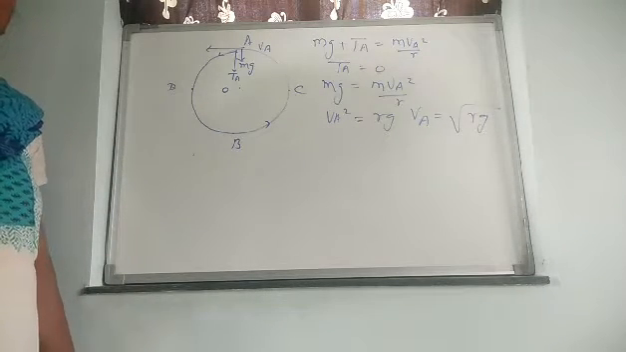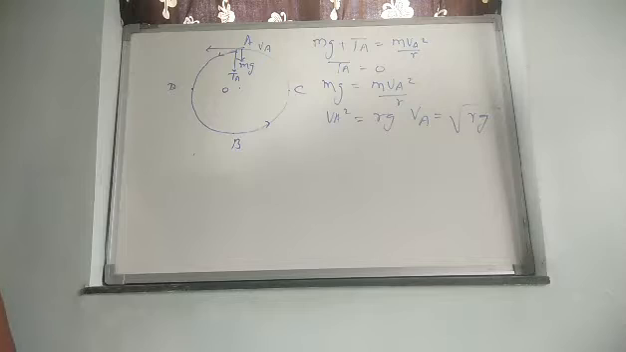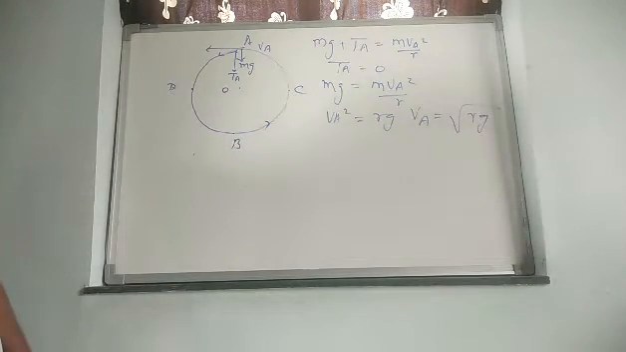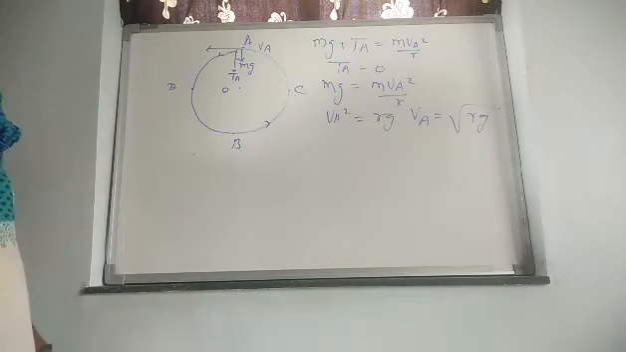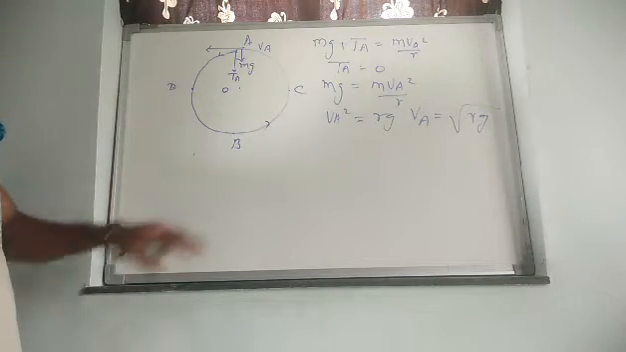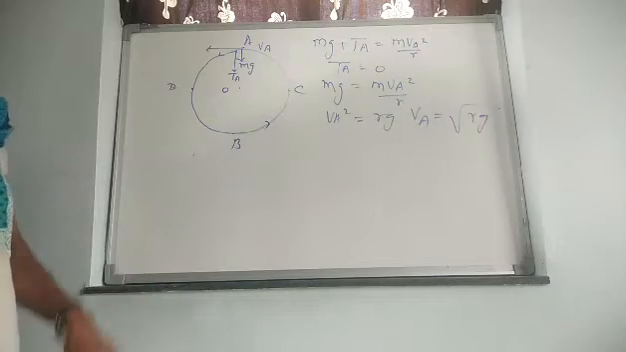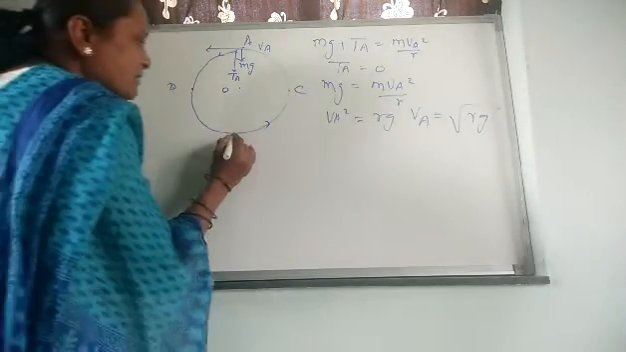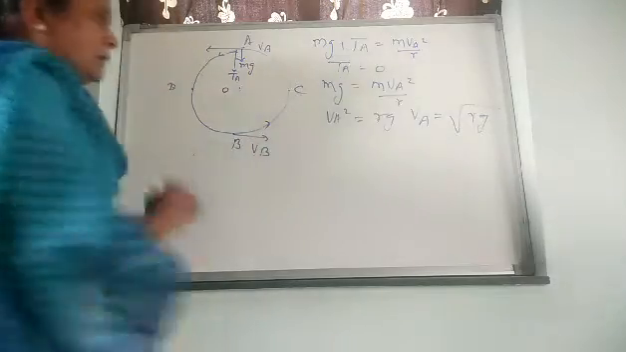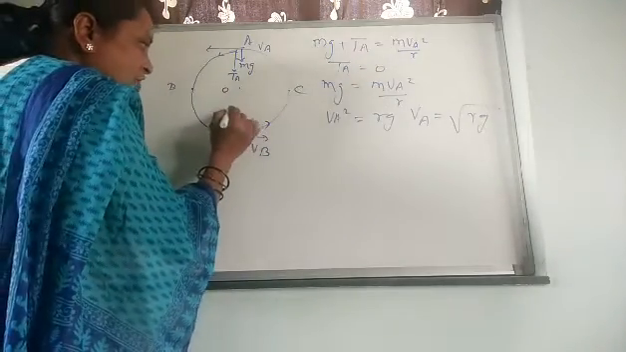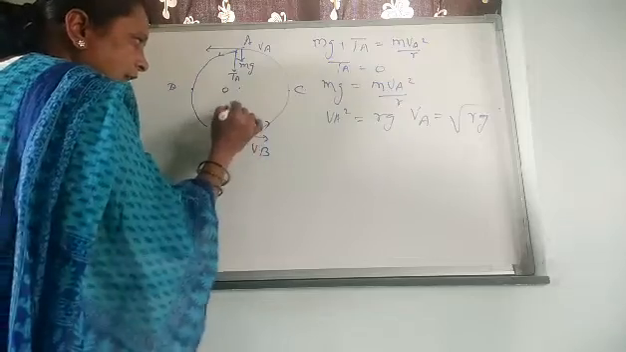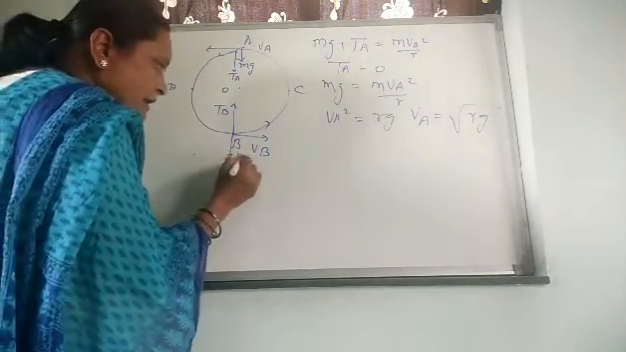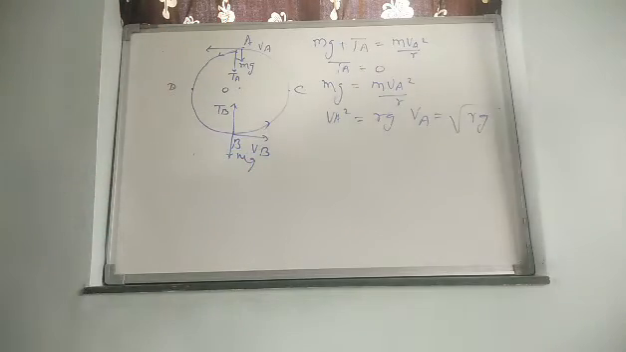That means you can say that at the topmost point, in order to perform the vertical circular motion, the velocity should be under root of Rg. Now we are going to find the velocity at the bottom point. Let Vb be the velocity at this point. Here, the tension Tb is directed towards the center, and the weight mg acts in the downward direction.